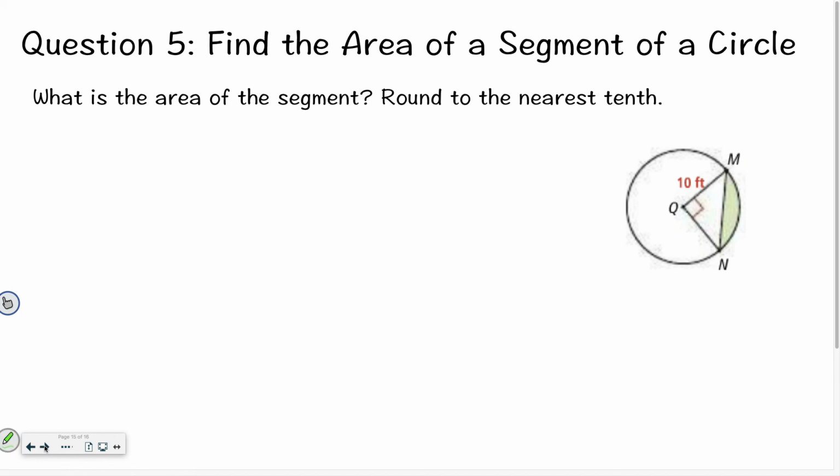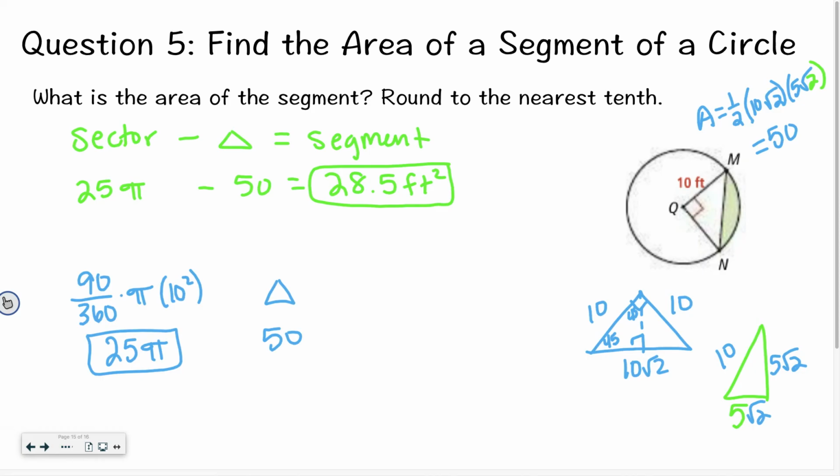Good luck. All right, for this problem, hopefully you found the area of the sector to be 25 pi and the area of the triangle to be 50. If not, please be sure to reach out for some help. When you subtract those two, you should have ended up at 28.5 feet squared.